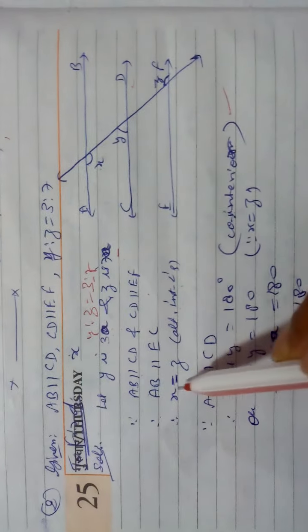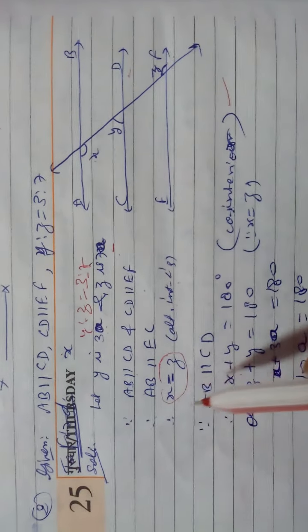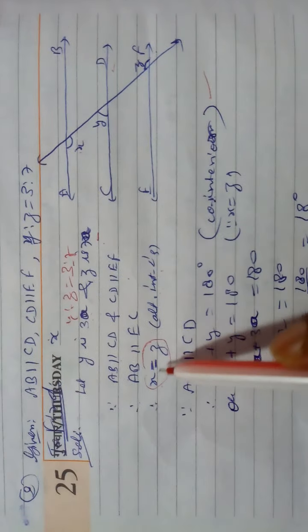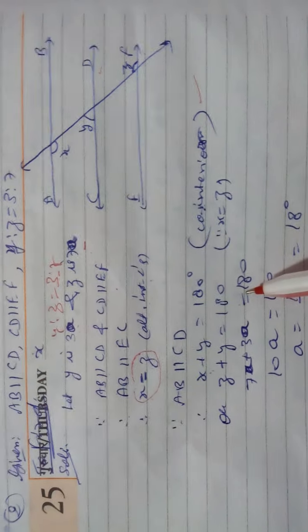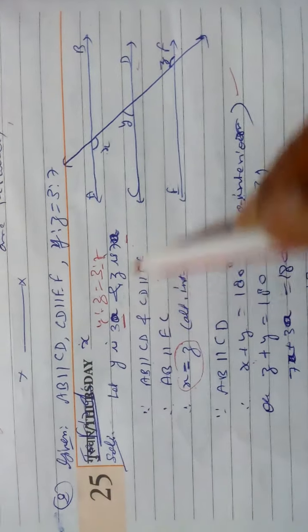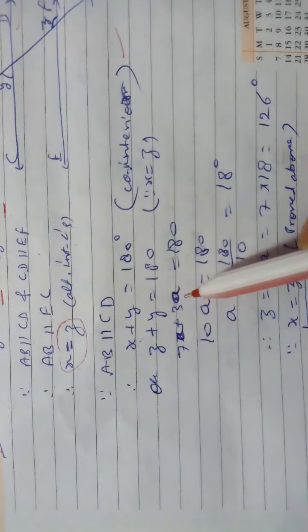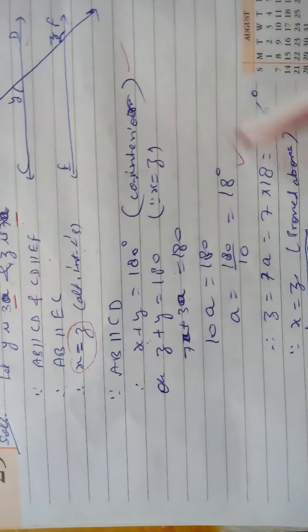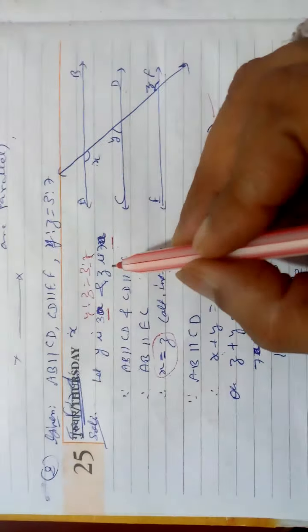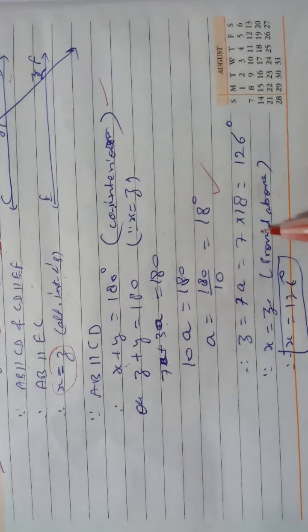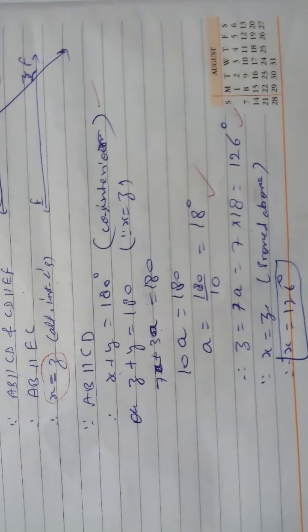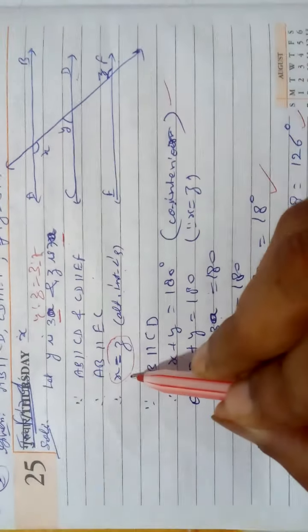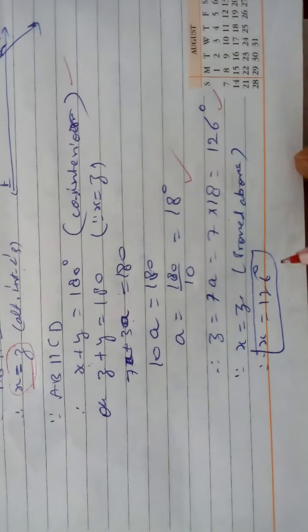But you have proved here that x is equal to z. So put the value of x at this place. So z plus y will be 180. At the place of z and y, you write 3a and 7a. 7 plus 3, 10a is equal to 180, then a is equal to 18. Then what is z? Z is 7a, so z is equal to 7 into 18, which is 126. And the same will be x, because you have proved it. So x is equal to 126.